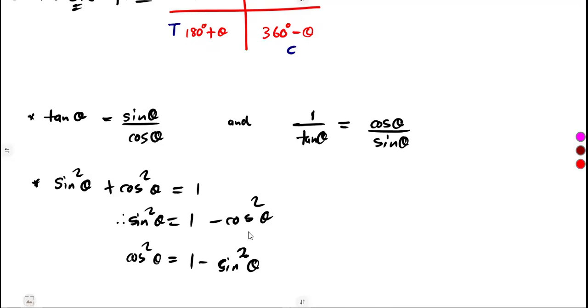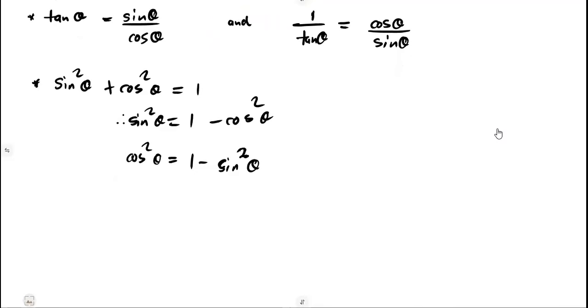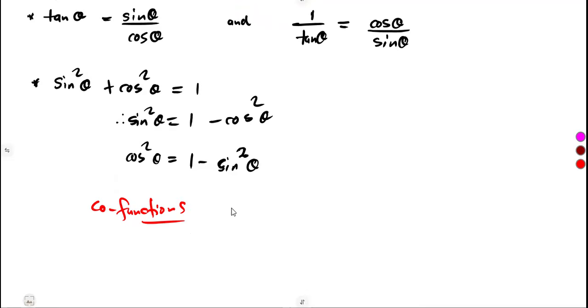Know your basics. Your co-functions, remember the co-functions as well. Your co-ratios. We referred to these whenever we are given the sine of 90 degrees minus theta, we know it is equivalent to cos. It changes sine to cos.